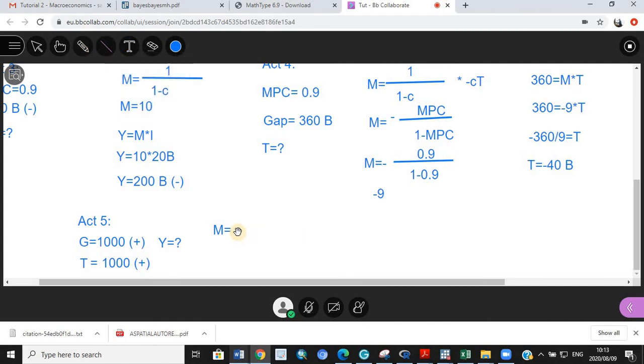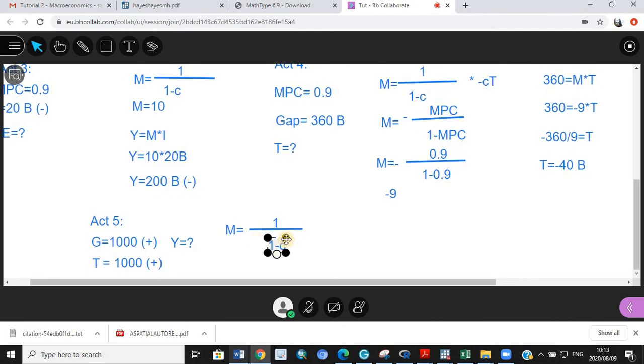Here we will say this is 1 divided by 1 minus MPC, or 1 minus C. I'm just going to say 1 minus C. Very good. And this is the government spending multiplier, G multiplier.